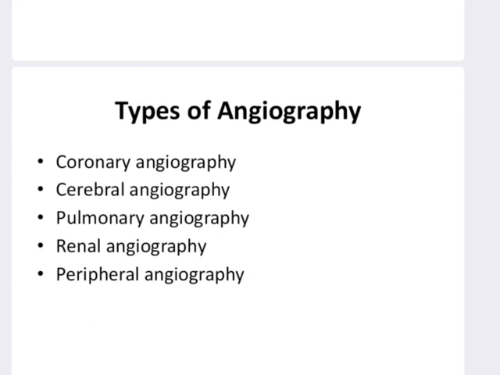The next is about types of angiography. Usually there are 5 types of angiographic method: coronary angiography, cerebral angiography, pulmonary angiography, renal angiography and peripheral angiography. So first is coronary angiography. Coronary angiography is an angiographic technique used to visualize the blockages present in the coronary arteries, so that we can find out whether there is an abnormality in the functioning of the heart.